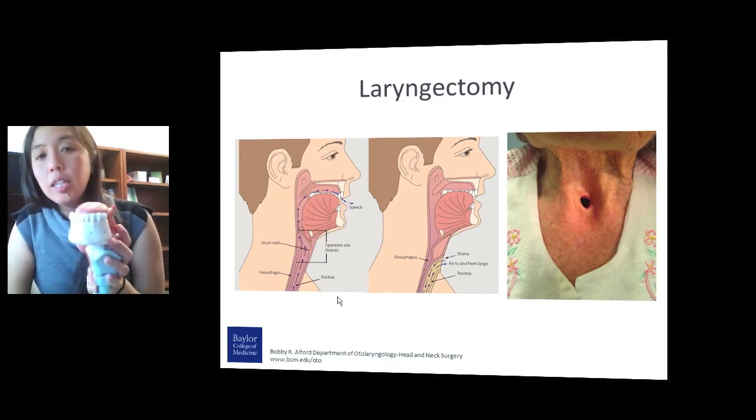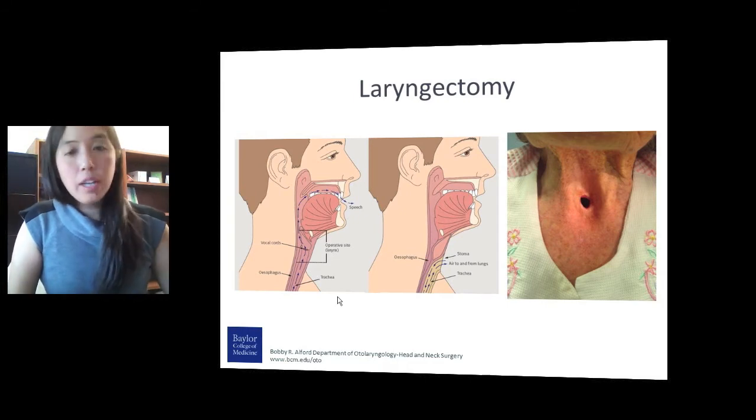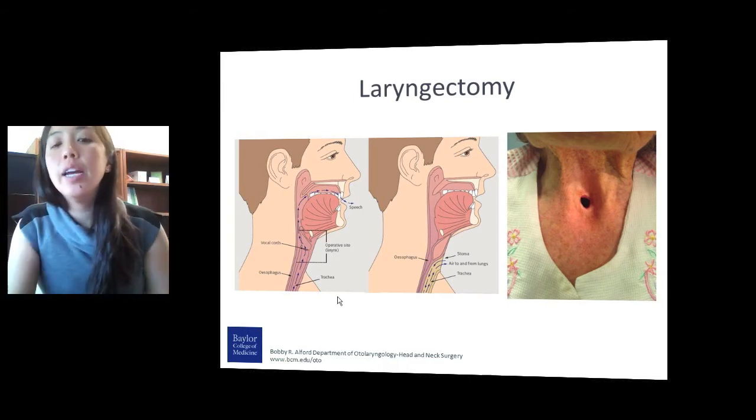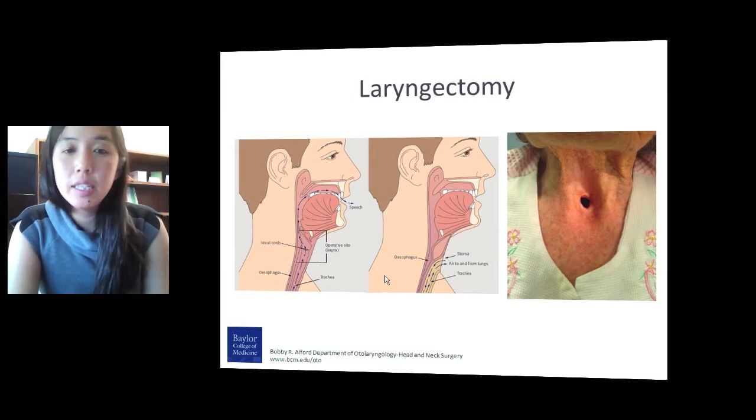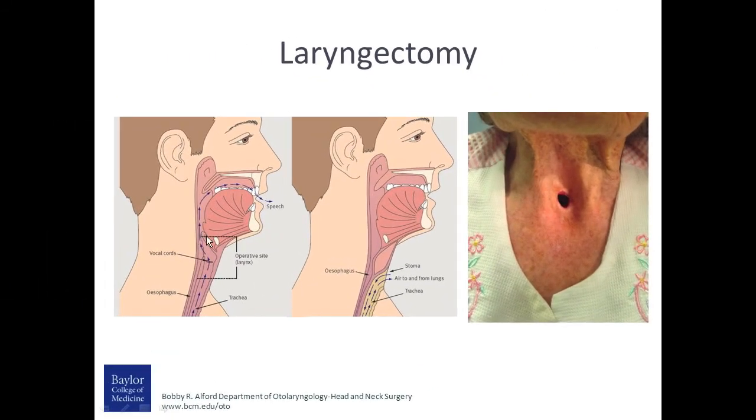A laryngectomy, you actually remove the entire larynx. As you can see in this diagram, you take out the entire larynx and you divert the trachea. You sew the trachea directly to the skin. So your trachea is no longer communicating with your nose and mouth. These patients are also known as obligate neck breathers. They cannot breathe through their nose and mouth.